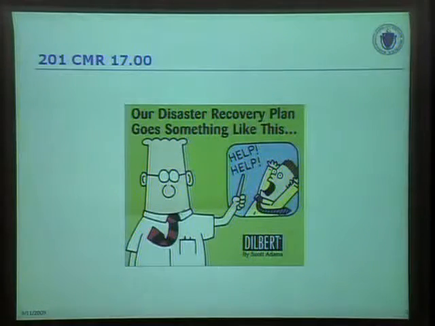201 CMR 17.0, and I enjoyed this because it's our disaster recovery plan, which goes something like this: help! And unfortunately, a lot of small businesses and other businesses have the same for an incident response plan.